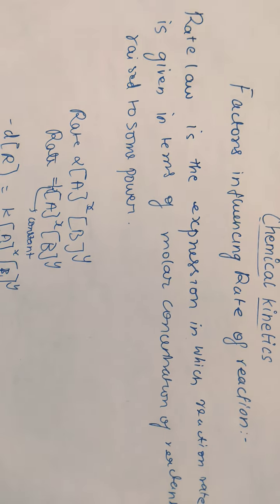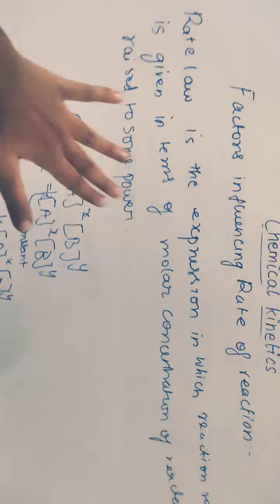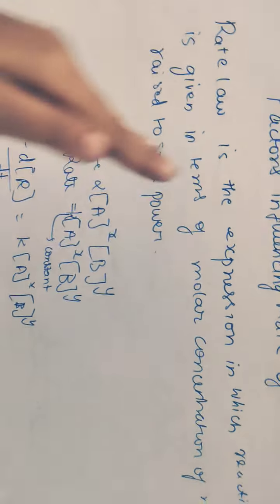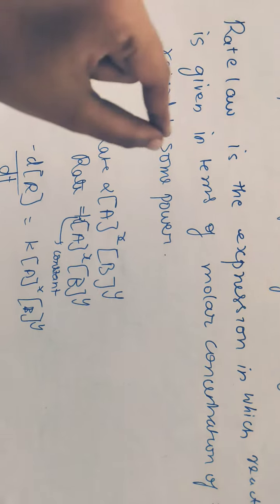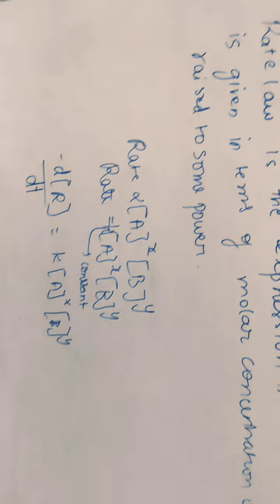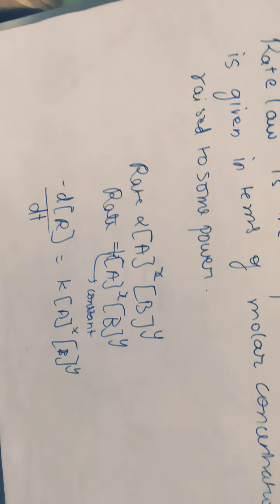In this video, we'll be seeing about the factors influencing the rate of the reaction in chemical kinetics. What are the factors? The first factor we're going to see in this video is concentration. As the reactant concentration decreases, the rate will also decrease. Concentration is actually directly proportional to the rate. That is what rate law will state.